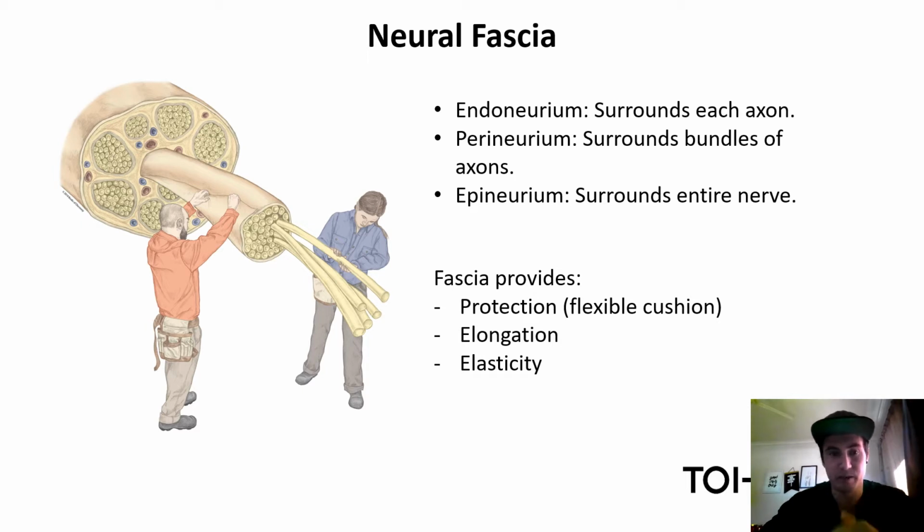And if you see in this picture, a similar kind of structure to our muscle cells. This fascia around our neurons provides protection, elongation, and elasticity. So it allows your nervous system structure to actually be a little bit pliable and movable. If it was really, really rigid and strict, it would be much more susceptible to injury.